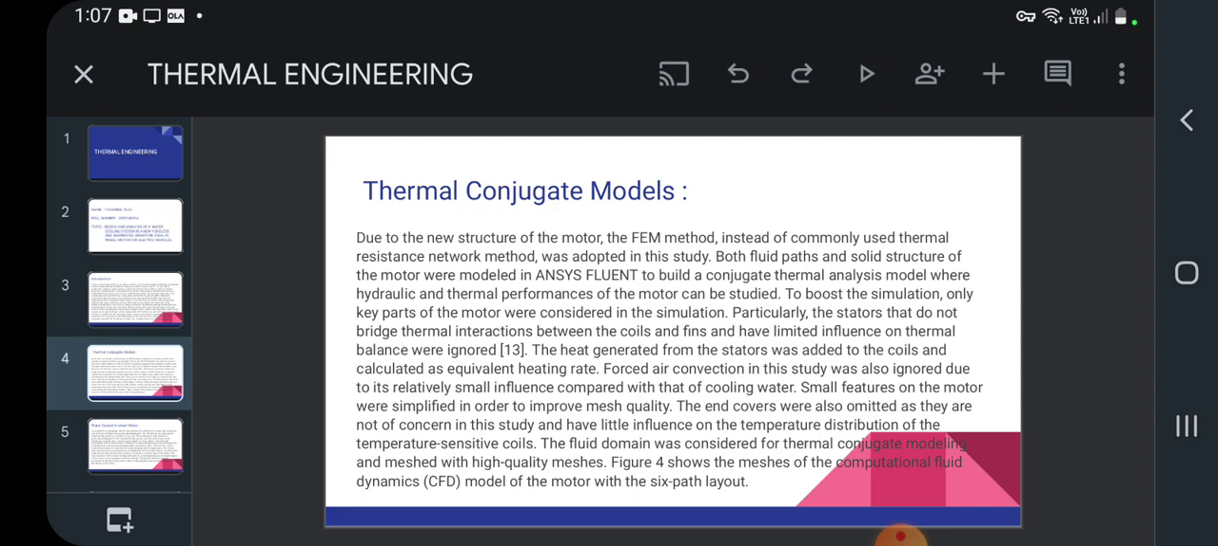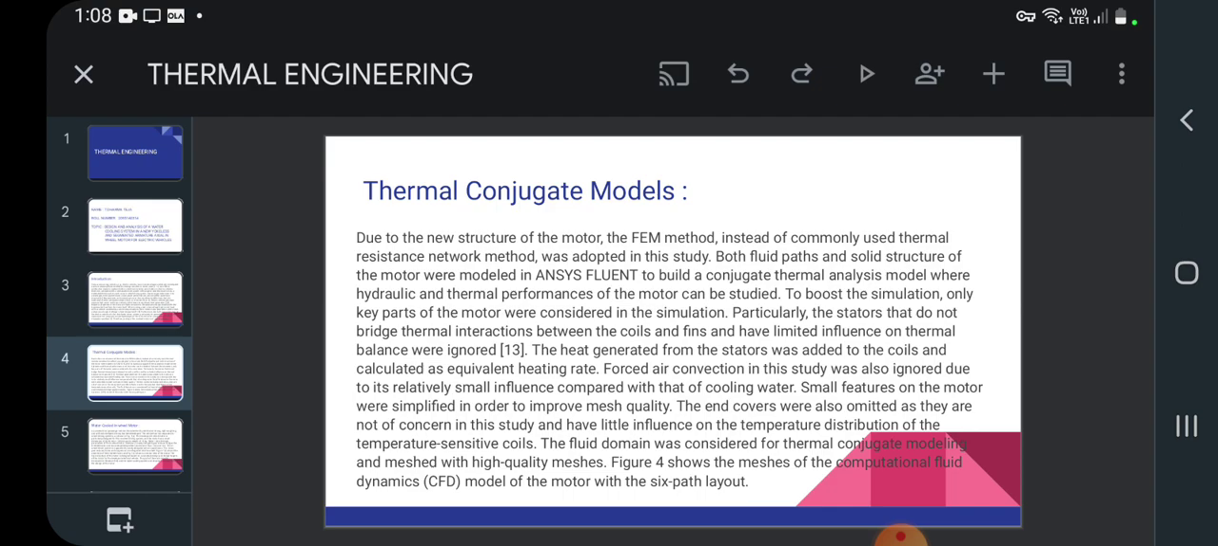To speed up the simulations, only key parts of the motor were considered, particularly the stators. The stators do not bridge thermal interaction between the coils and fins and have limited influence on thermal balance, so they were ignored. The heat generated from the stators was added to the coils and calculated as an equivalent heating rate.